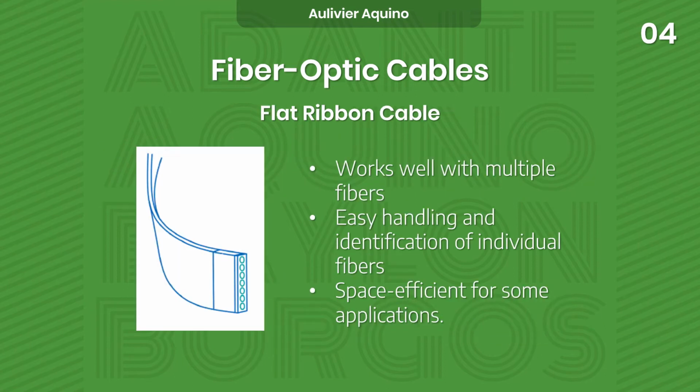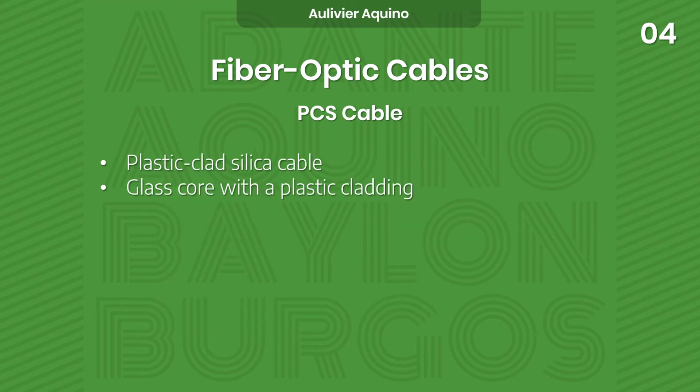One kind of fiber optic cable is the flat ribbon cable. It works well with multiple fibers. It provides for easy handling and identification of individual fibers. It is space efficient for some applications. A PCS cable is short for plastic clad silica cable, which is a glass core with a plastic cladding.